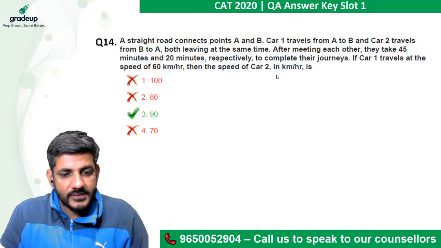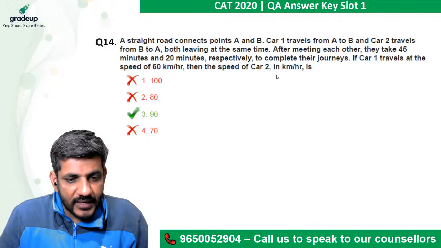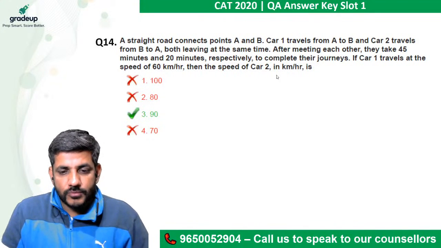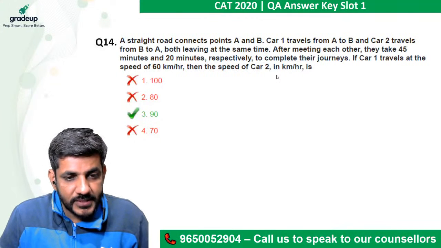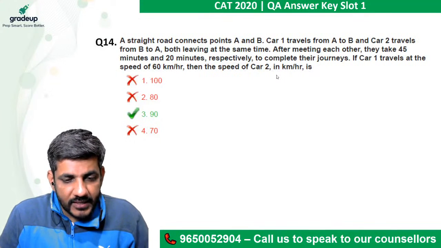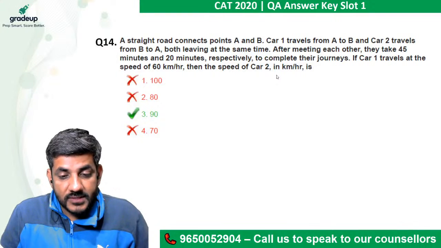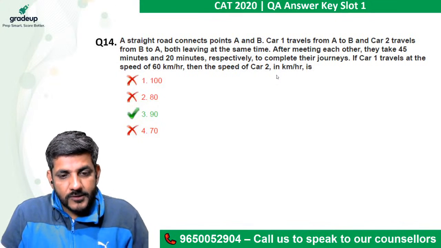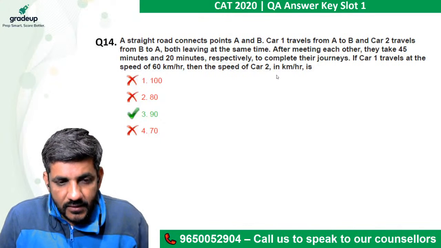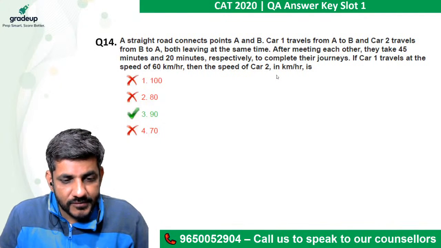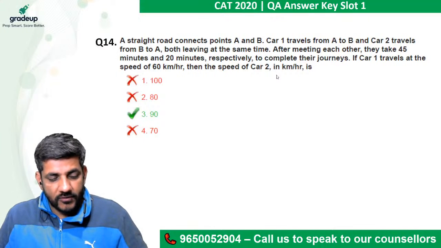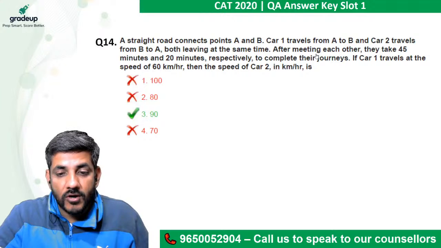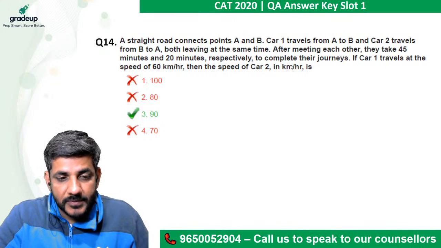The question says, a straight road connects points A and B. Car 1 travels from A to B and car 2 travels from B to A, both leaving at the same time. After meeting each other, they take 45 minutes and 20 minutes respectively to complete their journeys. If car 1 travels at the speed of 60, then the speed of car 2. So again, I would say this is a basic level question from the concepts of time, speed and distance.